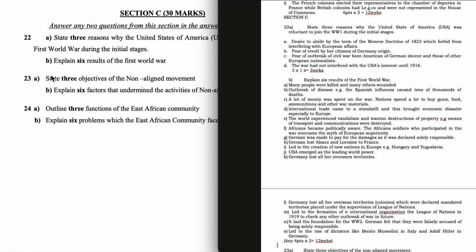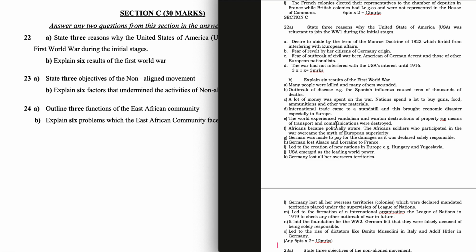Question 22B. Explain 6 results of the First World War. Many people were killed and many others wounded. Outbreak of disease, for example, the Spanish influenza, caused tens of thousands of deaths. A lot of money was spent on the war. Nations spent a lot to buy guns, food, ammunition, and other war materials. International trade came to a standstill, and this brought economic disaster, especially to Europe.